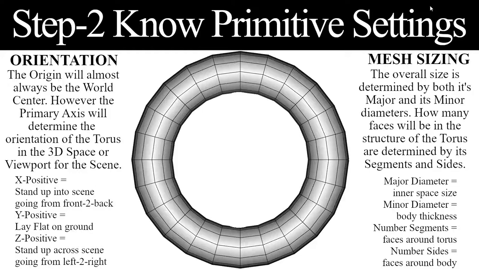The inner space would be the space that you see in the center of the torus. And this is going to be how wide you want this ring to be from here to here. And of course, the minor diameter is going to be how big the torus body itself will be. So you can get smaller and larger shapes doing that. So we'll go to DAZ Studio and we'll demonstrate that for you.